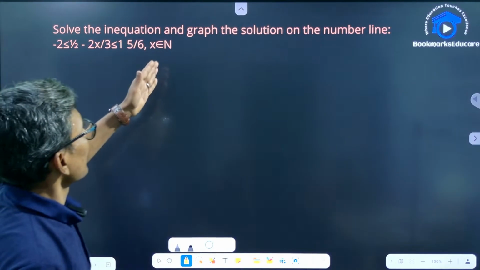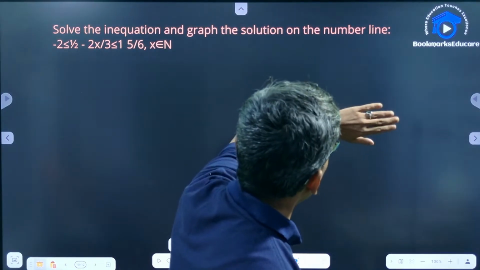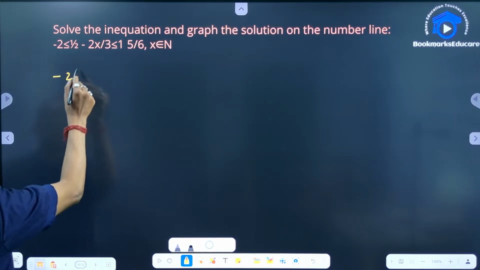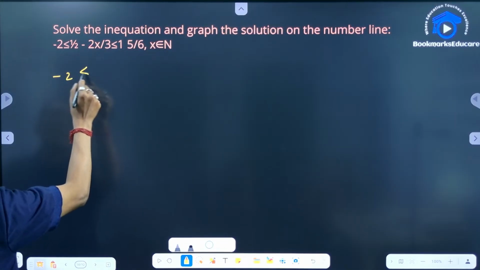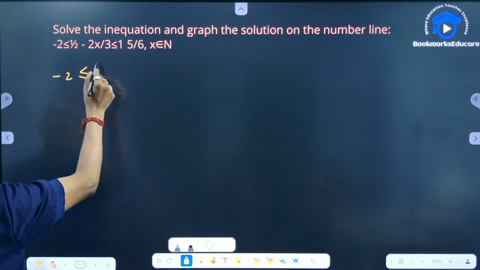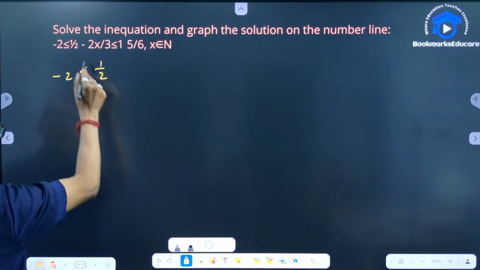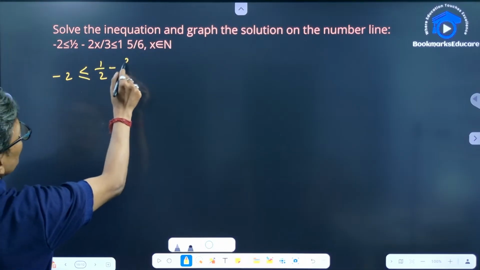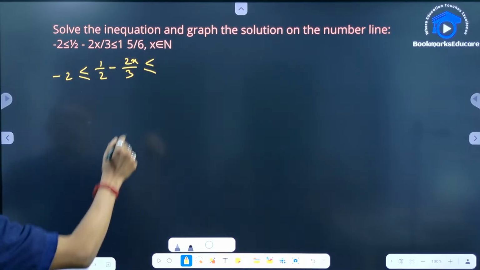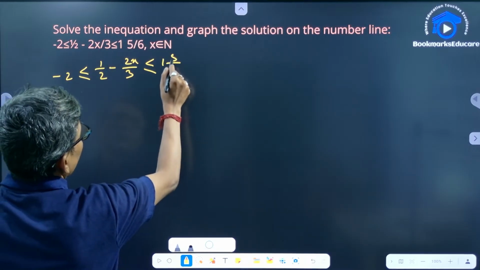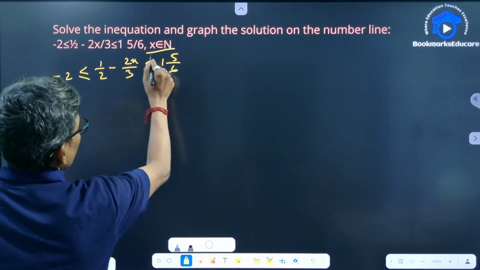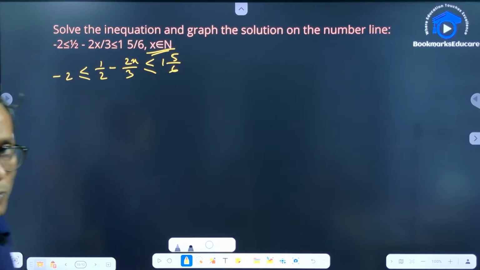Solve the inequation and graph the solution on the number line. Minus 2 less than equal to half minus 2x by 3, less than equal to 1 and 5 by 6. Here x belongs to natural numbers, and natural numbers start from 1.